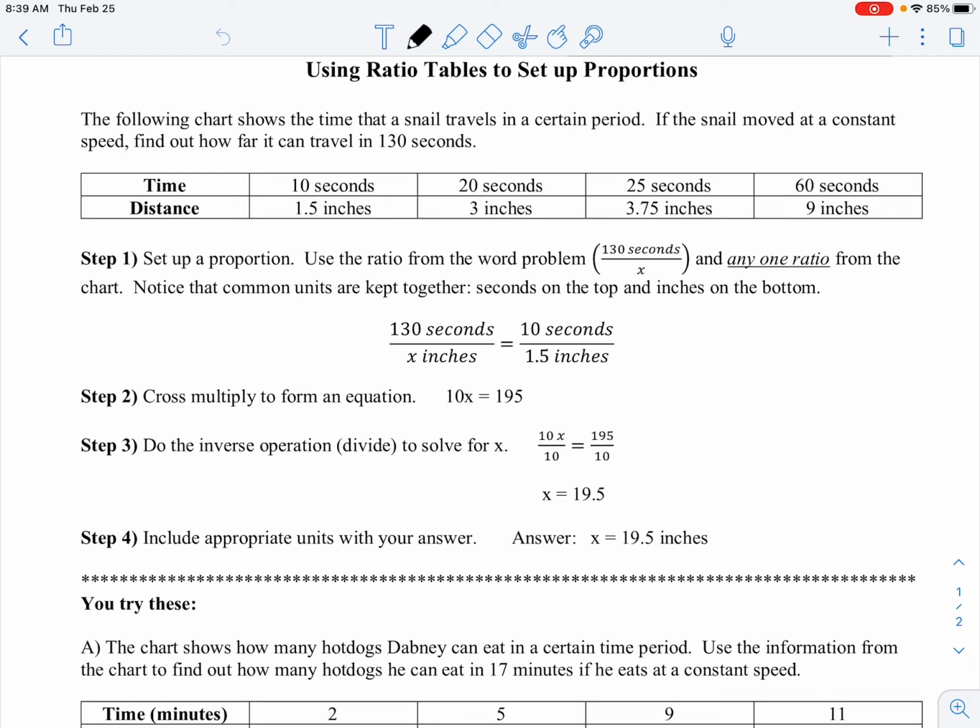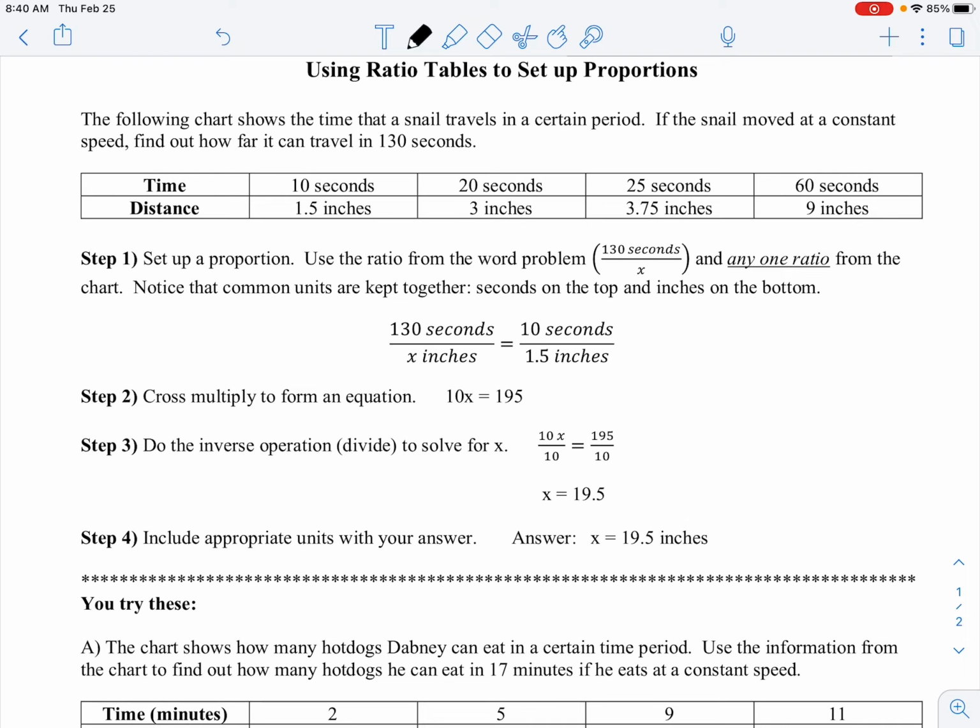So just like yesterday, we're going to be moving forward in applications of these proportions. So we've seen a bunch of applications with unit conversions, percent problems, they even help us out with taxes and tips and discounts sometimes. So what we are doing today is we're going to be using our ratio tables here to set up proportions. So let's just dive right into it.